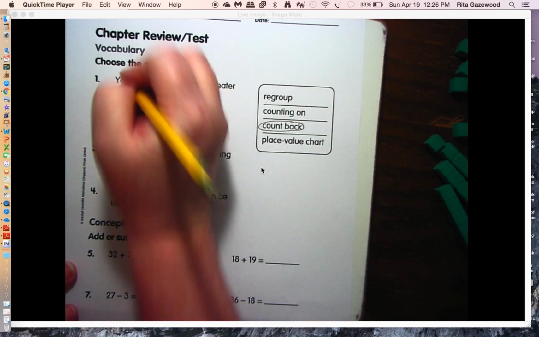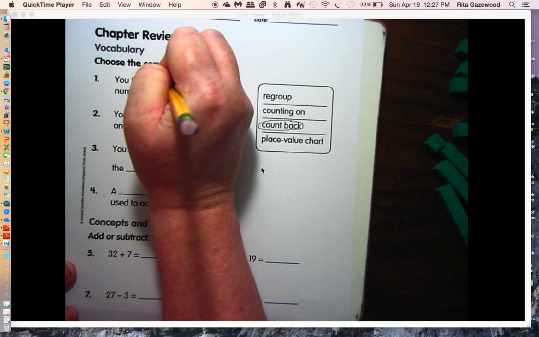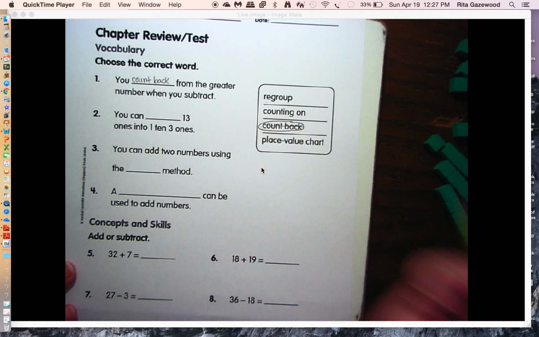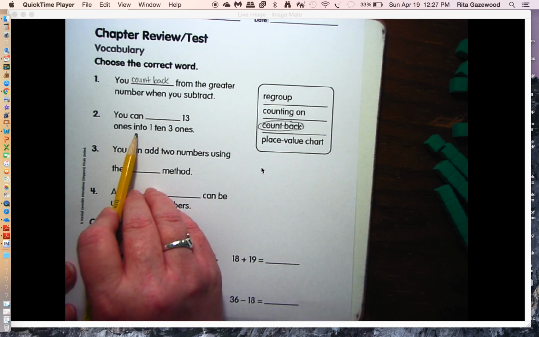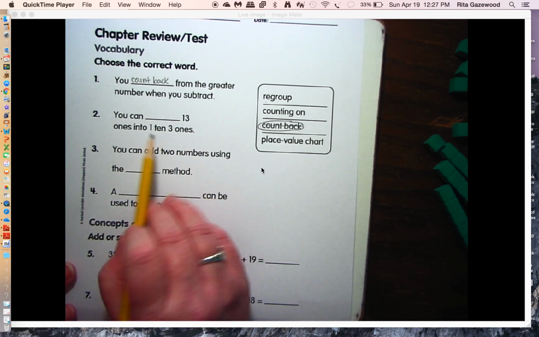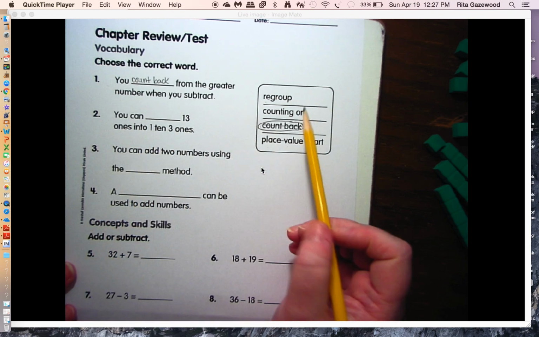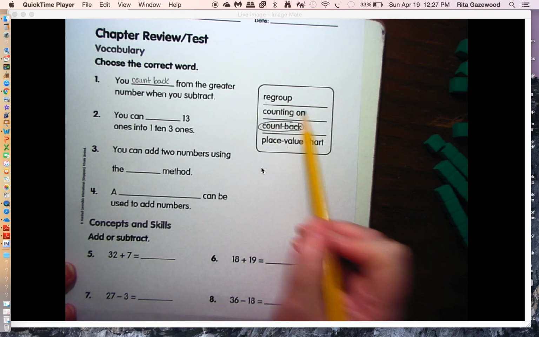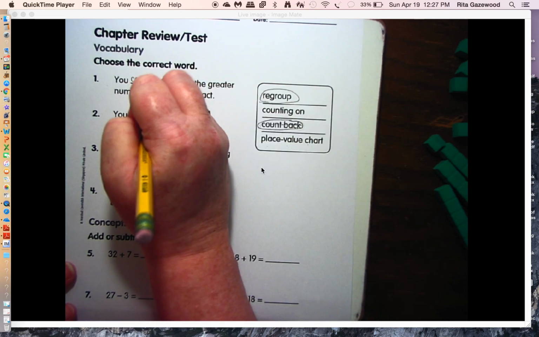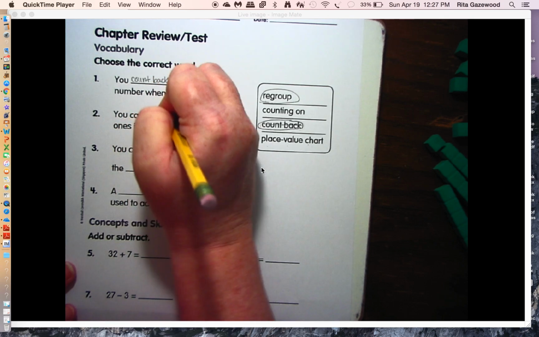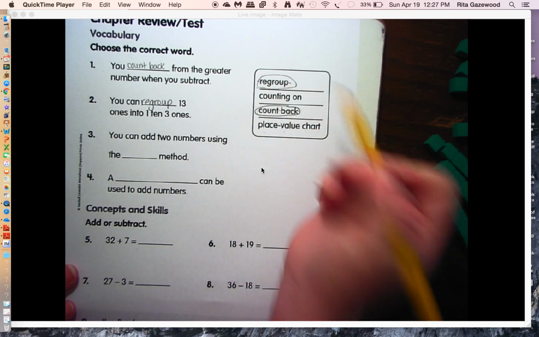So I like to circle what I'm writing so that I don't write something incorrectly. And once I've written it, I go back and I cross it out. Number two, you blank 13 ones into 1 ten and 3 ones. What do we call that when you change 13 ones into 1 ten and 3 ones? That's right, regroup. You can regroup 13 ones into 1 ten and 3 ones. And I'm going to cross it out because I wrote it.